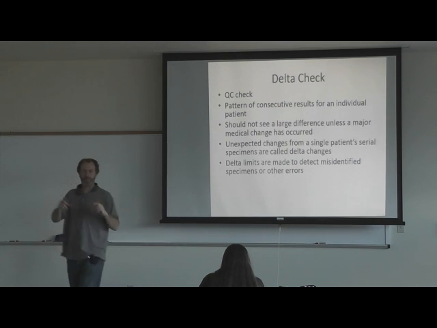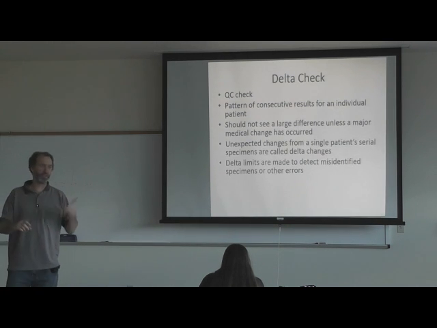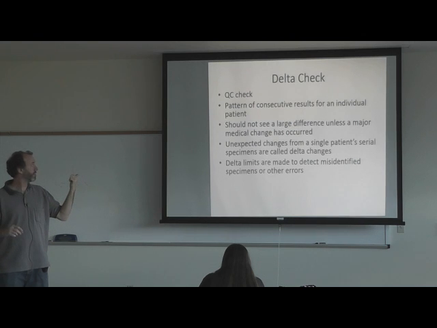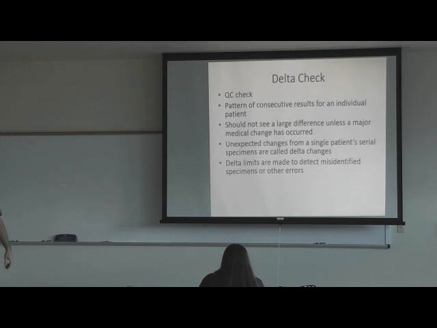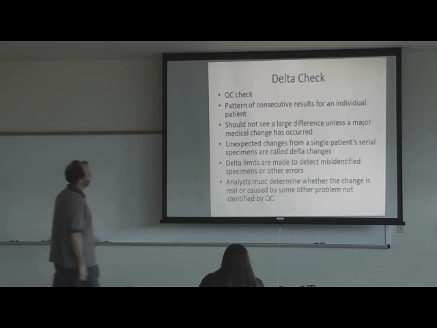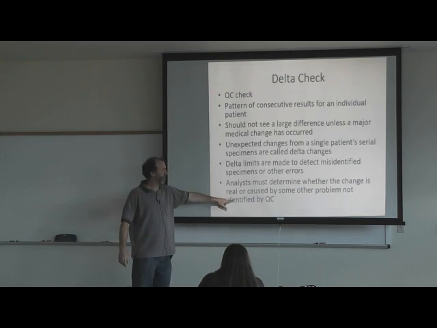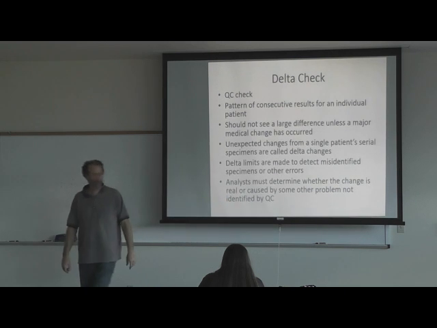So sometimes if the specimen's misidentified, it'll cause a delta limit to be exceeded. Why do you have misidentified patient specimens? Forget to label the tube a little bit before you leave the room. Exactly. Although that still says individual specimen. Could be. Analysts must determine whether the change is real or caused by some other problem not identified by QC.